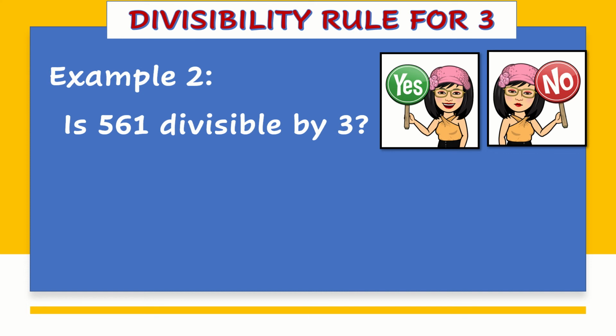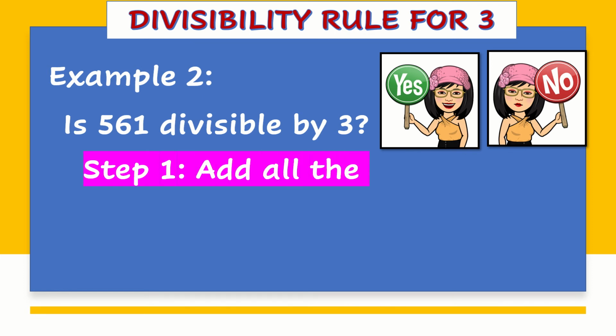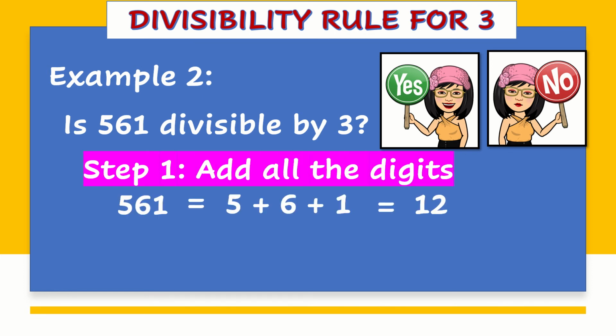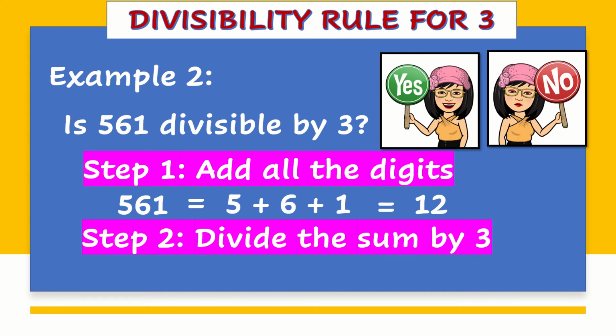Divisibility rule for 3, example 2. Is 561 divisible by 3? We will again answer with a yes or no. Step 1. Add all the digits. 561 equals 5 plus 6 plus 1 equals 12. Step 2. Divide the sum by 3. The sum is 12 divided by 3 equals 4.